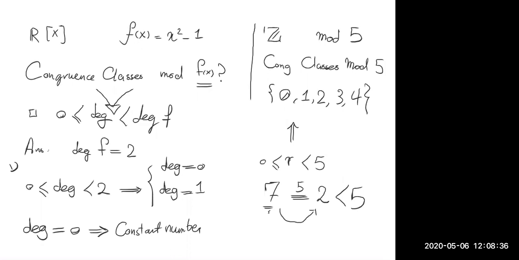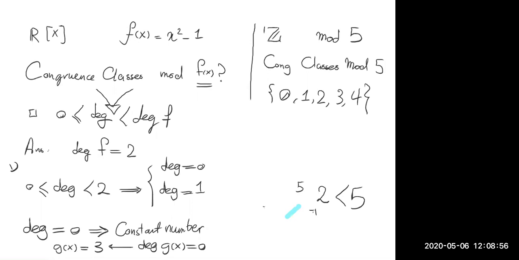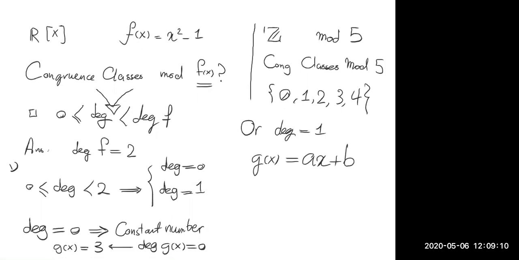You know that, right? For example, if a polynomial g of x is equal to, I don't know, 3, just a number, no x, we say the degree of this polynomial is 0. Degree of g of x is 0. So either the degree is 0, which means it's a constant polynomial, or the degree is 1. If the degree is 1, the polynomial would look like ax plus b. If the degree is 0, the function would be just a constant number, say c.